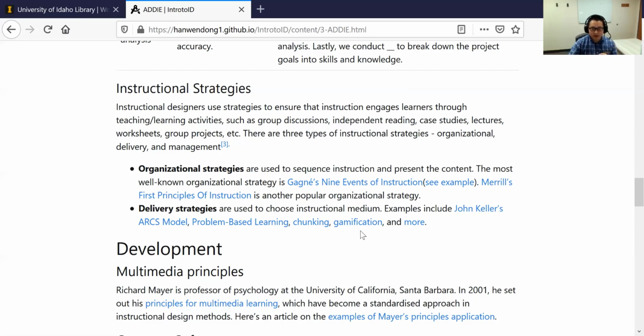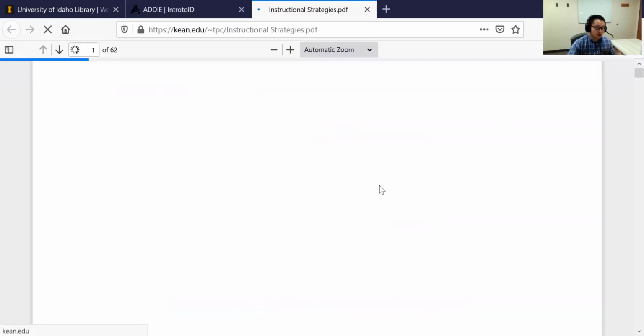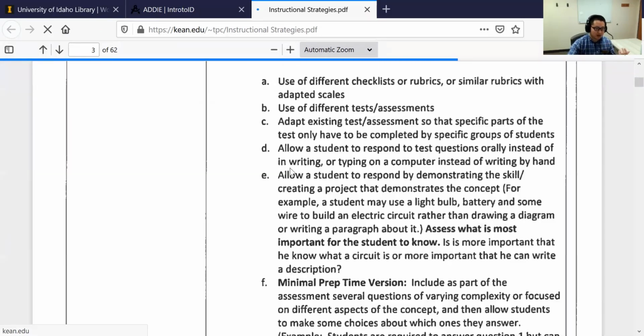Gamification, some examples of gamification include role-playing, research-oriented scavenger hunts, and adapting TV shows like Jeopardy, Who Wants to Be a Millionaire, and so on. There are a lot more instructional design strategies, and feel free to check out this resource as well.